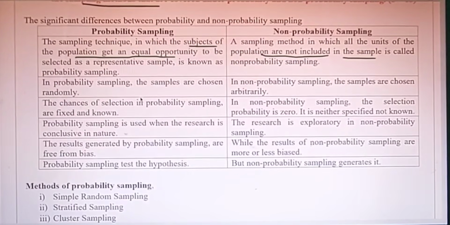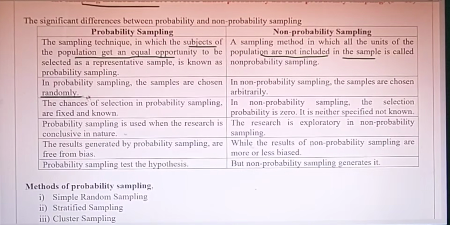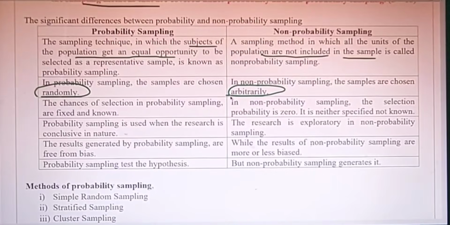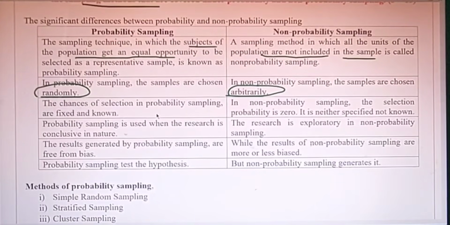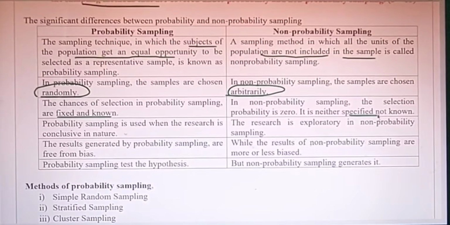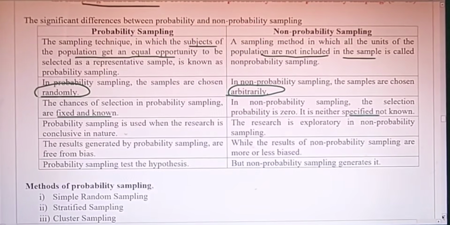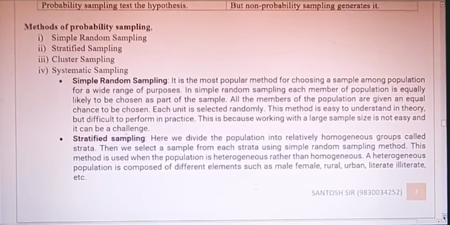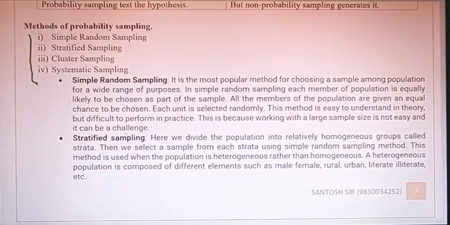And in probability sampling, the samples are chosen randomly, very important, and here arbitrarily, that means non-randomly. In probability sampling, the chances of selection are fixed and known to us, but here it is not known. So like this you can write a lot of points about this, and these are the different methods of sampling. I have also discussed this in MCO 03, right?